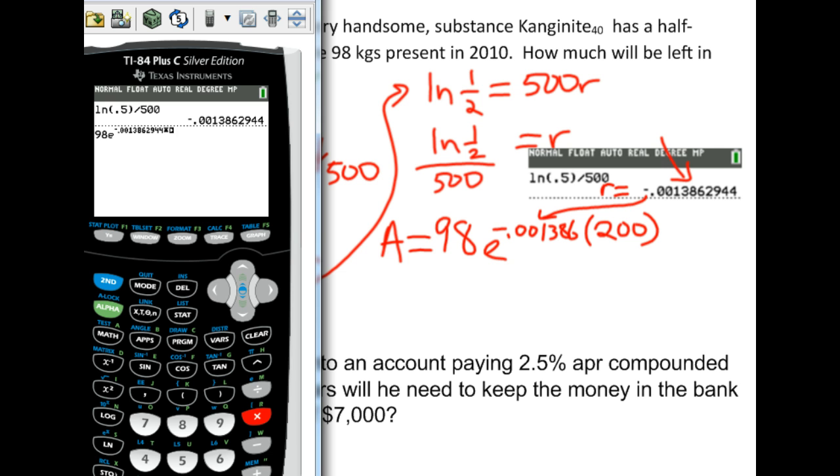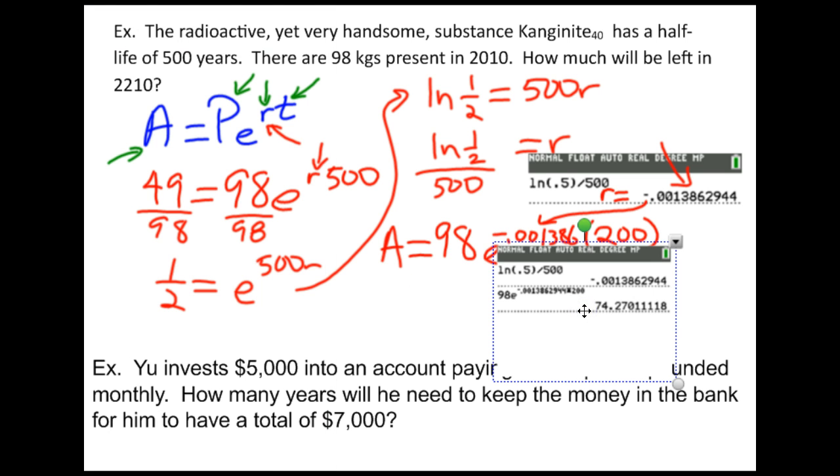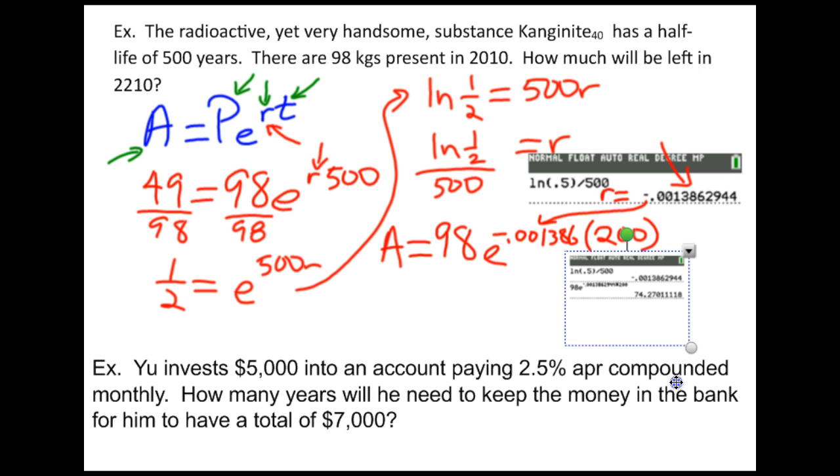I can't get to the 200. Wait. Whew, I found the 200 button. Okay, now hit enter, and I get 74.27. So my final amount, after 200 years, is 74.27 kilograms left. Okay? And that'll be left.